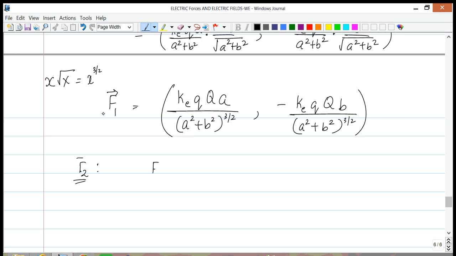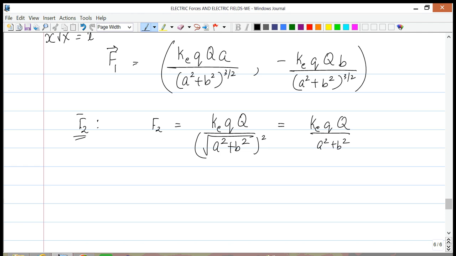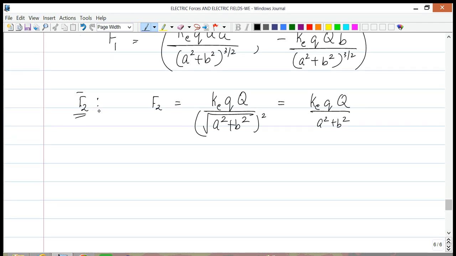Once again, the magnitude of F2, because of symmetry, is going to be the same as the magnitude of F1. KeQQ divided by the square root of (A squared plus B squared) squared, and so we end up getting KeQQ over A squared plus B squared. Please note that I've ignored the negative sign there because we are going to take only absolute values. Alright, great. Now let us do the second bit: write the components for this one.